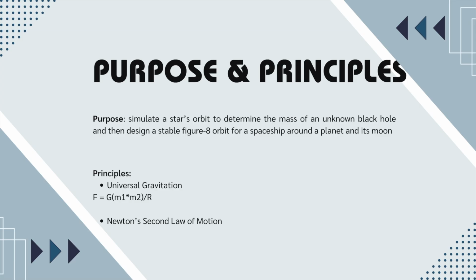The net gravitational force between two objects depends on their masses and the distance between them, which is expressed by F equals G mass 1 times mass 2 divided by R squared. Using this, we can estimate the black hole's mass based on the star's motion. This experiment is divided into two parts. The first part was finding the mass of the black hole.